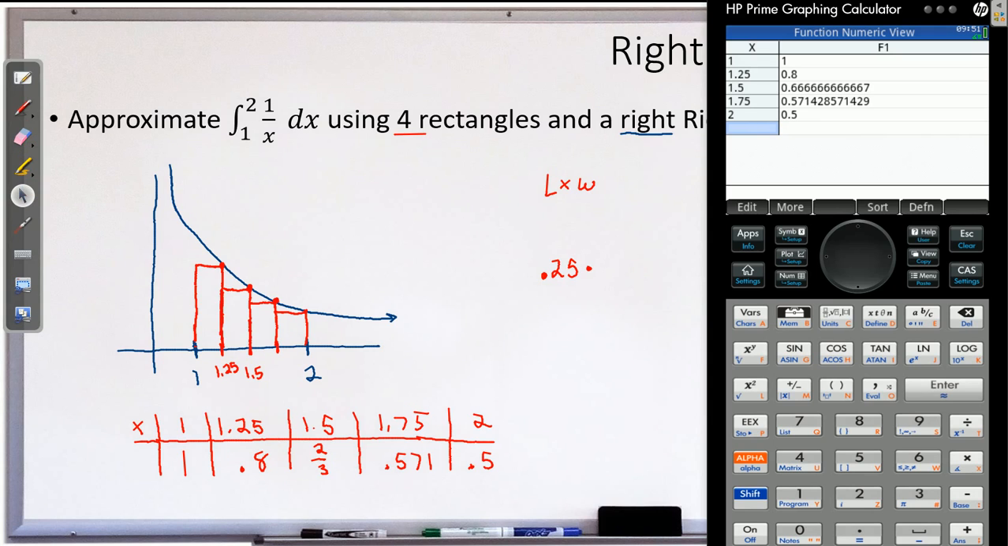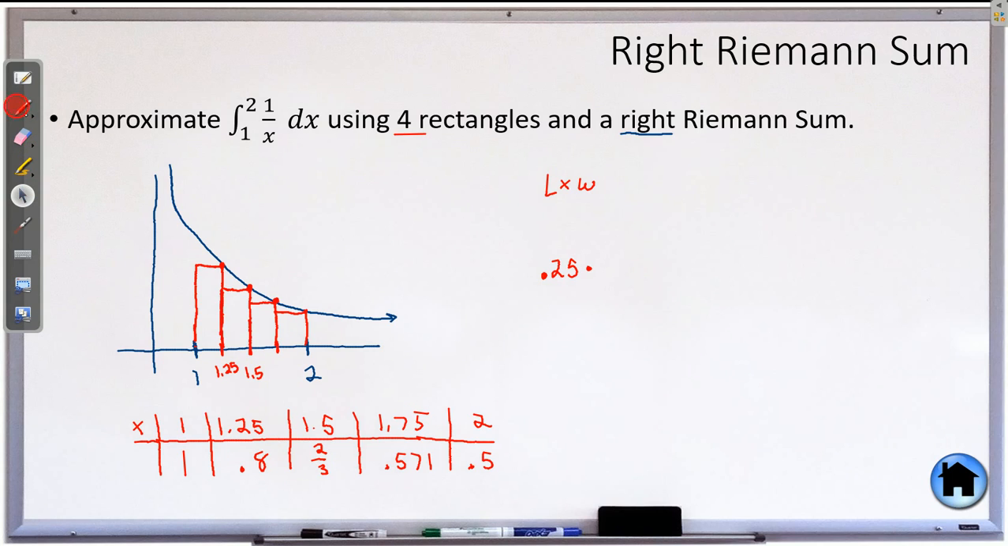Now you oftentimes see this in table form, which is why I wanted to put it on the table. So think about the rectangles now. The first rectangle goes from here to here, and the y value you use is the one on the right. The next rectangle goes from here to here. The width is again 0.25 times the height, and you use the right number. This is the right number, 2/3.